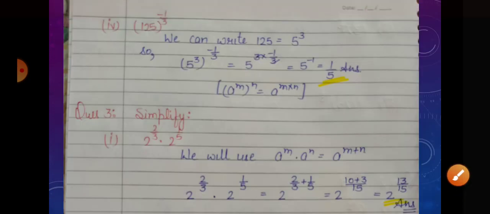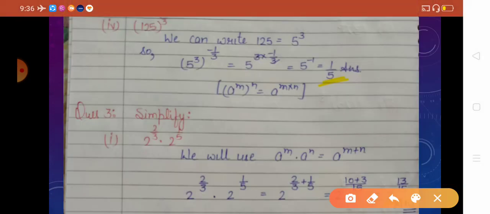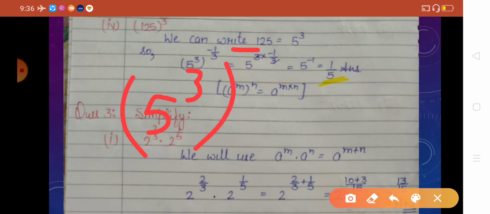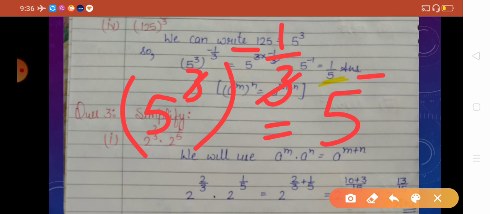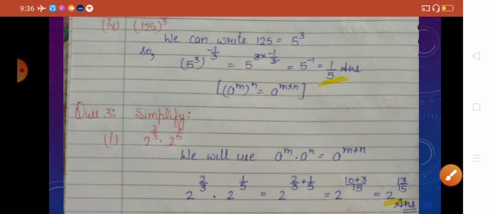Clear? Fourth one, 125 raised to power minus 1 by 3. So as we can write 125 as 5 raised to power 3 and we are given minus 1 by 3. So 3 will cancel 3 and 5 raised to power minus 1, we can write it as 1 by 5. Clear? Third question, simplify these value.